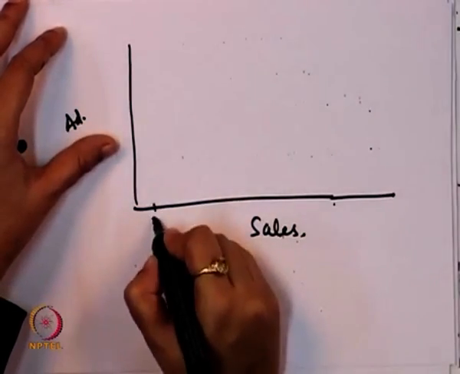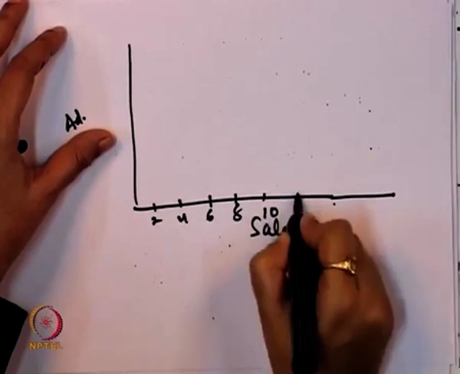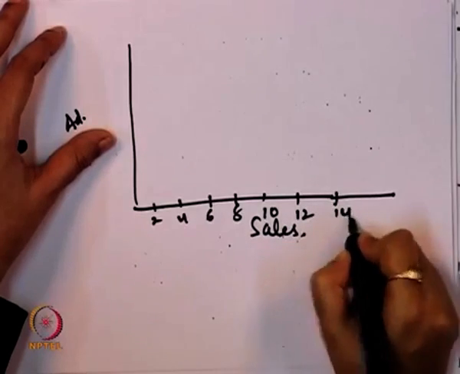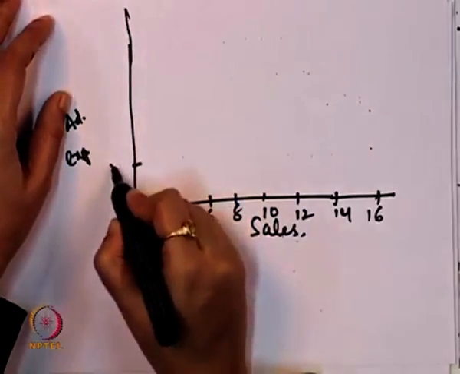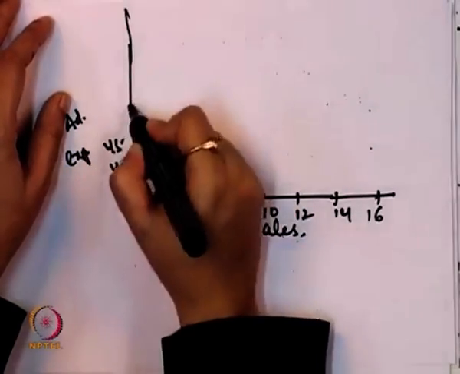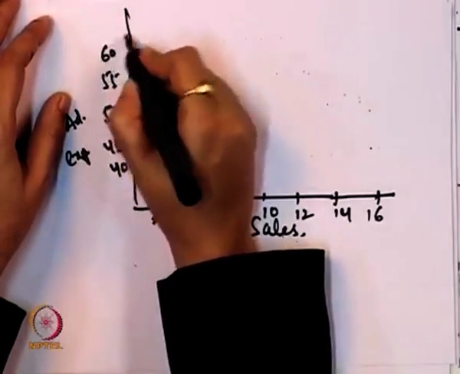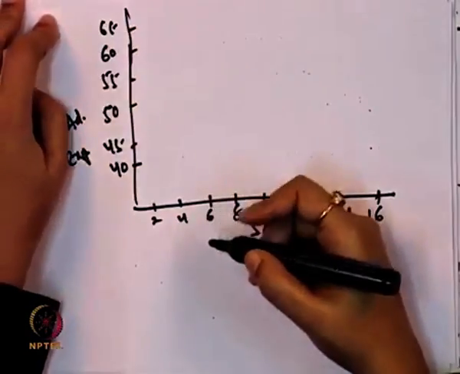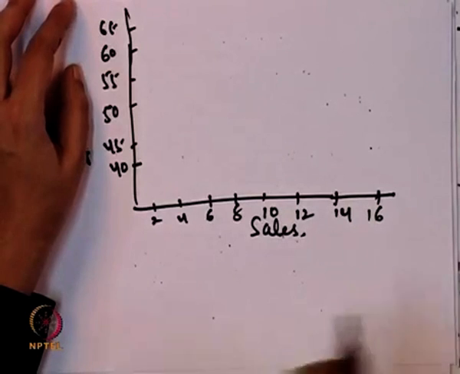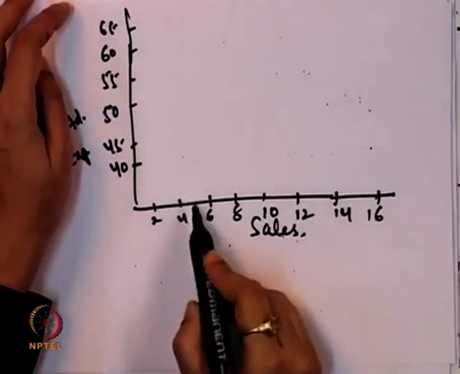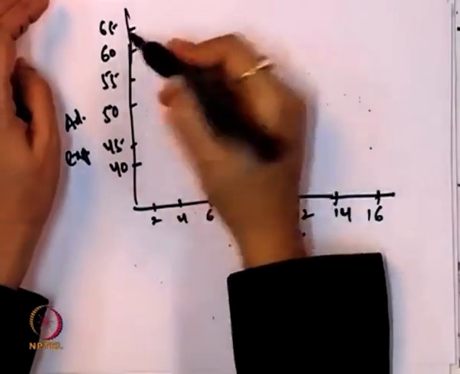If you can plot it, then it's 2, 4, 6, maybe 8, 10, 12, 14, 16. Similarly, we can say 40, maybe 45, 50, 55, 60, 65. Okay. So now if you look at, maybe you take a specific year, maybe the sales is 6, sales is 8, sales is 10, and this is okay.